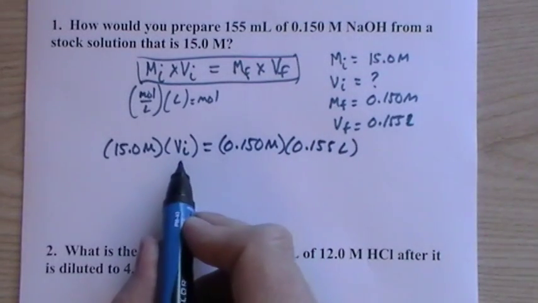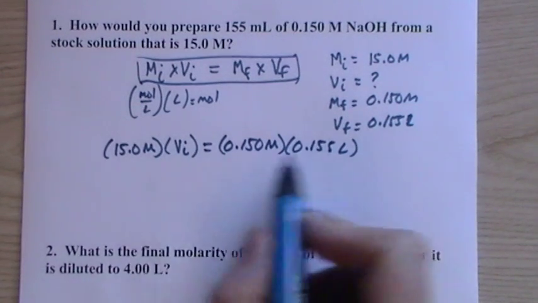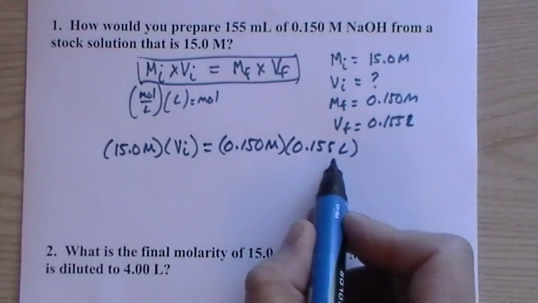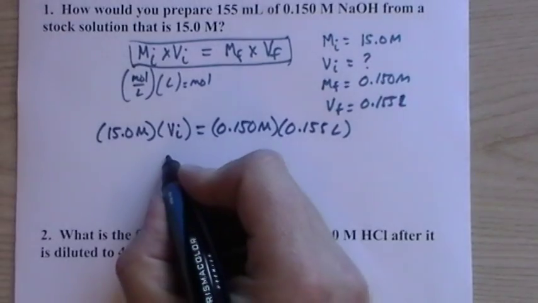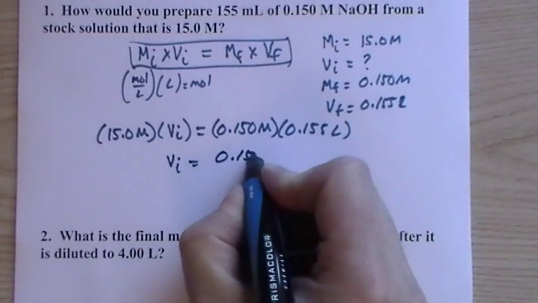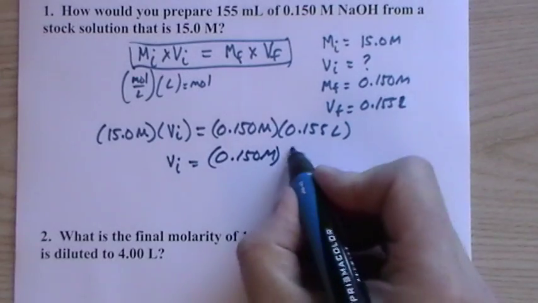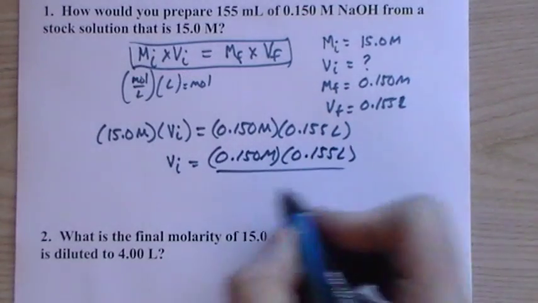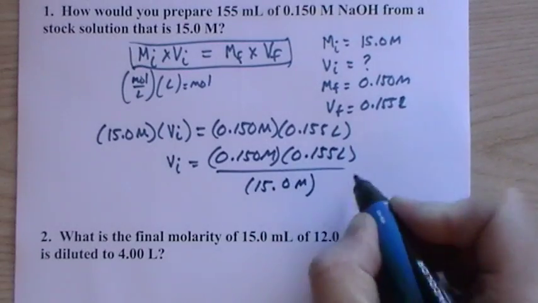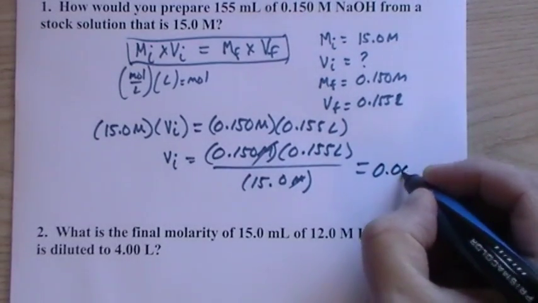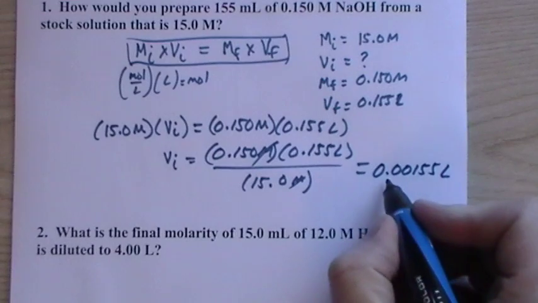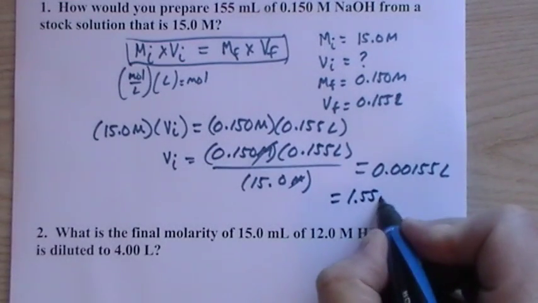Now, since we have the same units of volume on each side, I could have left this as 155 mils. Our volume just would have come out in mils. The problem doesn't say either way how we should do it, so I change it over to liters. Then divide by 15 molar. See, the units of concentration cancel, and we end up with 0.00155 liters, or that's 1.55 mils.